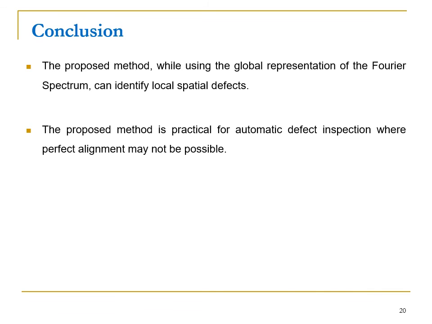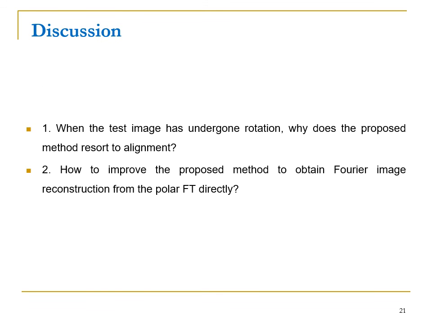Now, there are some points which should be discussed. When the test image has undergone rotation, why does the proposed method resort to alignment? Because they claim that an advantage of their method is getting rid of alignment. One of the advantages is this. Secondly, how to improve the proposed method so that we do not need to shift back and forth between the polar representation and the Cartesian representation? How to do the reconstruction using the polar FT directly? This will be an extension of this paper.